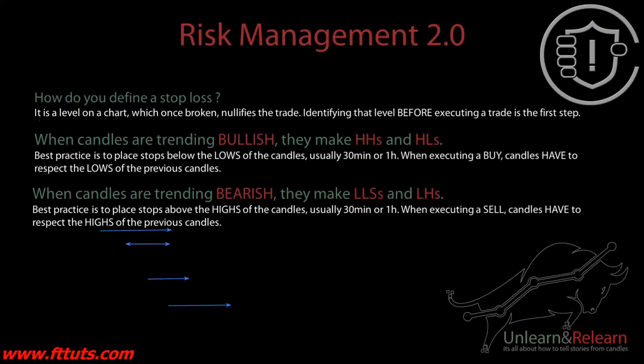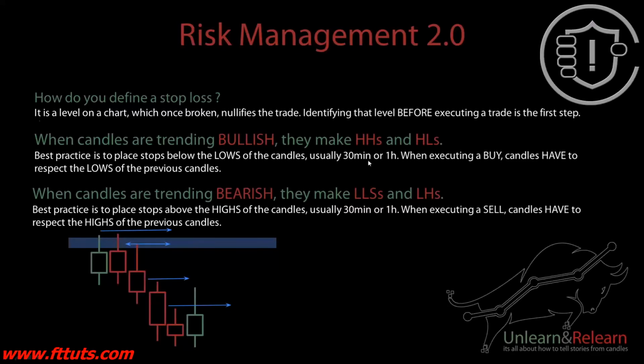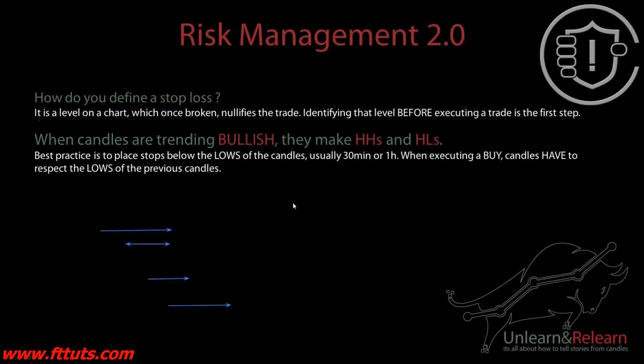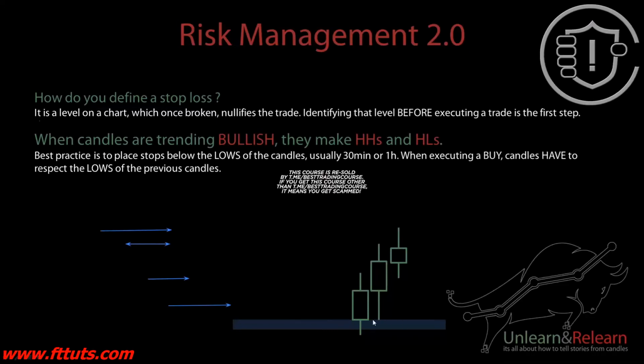The basic concept here for risk management 2.0 is looking at how candles are making lower highs and lower lows, or how candles are making higher highs and higher lows in uptrends, so that you're trailing your stops below the candles. It's very important.